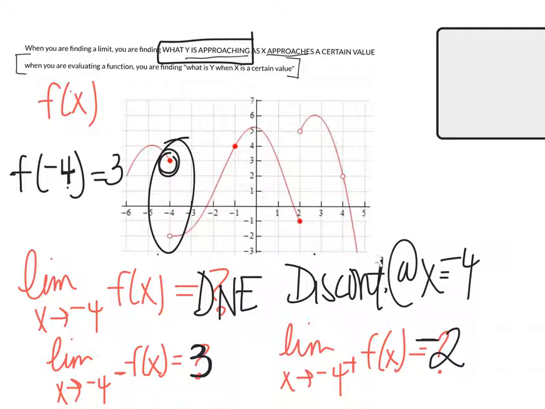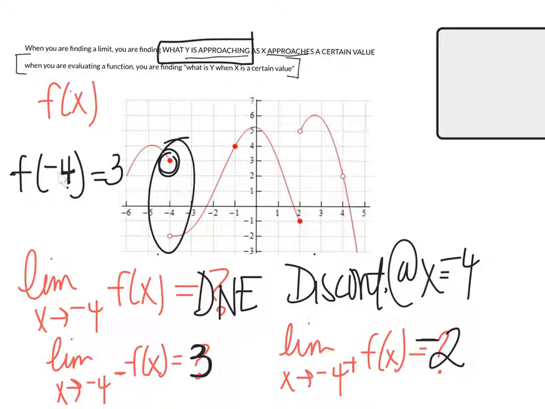It's discontinuous because the limit as x approaches -4 from the left is not equal to the limit as x approaches -4 from the right. That's going to happen again here, and again as x approaches 2, and again as x approaches 4, this discontinuity. And that's very different than this question.